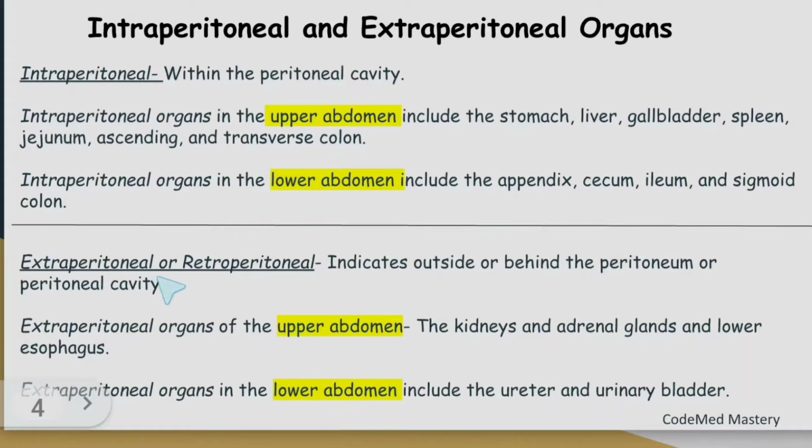Next is extraperitoneal or retroperitoneal organs. So, it indicates organs outside or behind the peritoneum or peritoneal cavity. Extraperitoneal organs of the upper abdomen are kidneys, adrenal glands and lower esophagus. And extraperitoneal organs in the lower abdomen include ureters and urinary bladder. So this is important.